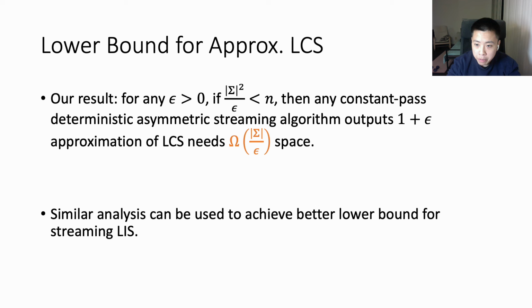Our construction can be used to prove the following lower bound. For any epsilon larger than 0, if the square of the size of the alphabet over epsilon is at most n, then any constant-pass deterministic asymmetric streaming algorithm that outputs a 1 minus epsilon approximation of LCS needs at least omega of the size of the alphabet over epsilon space. A similar analysis can be used to achieve a better lower bound for streaming LIS.